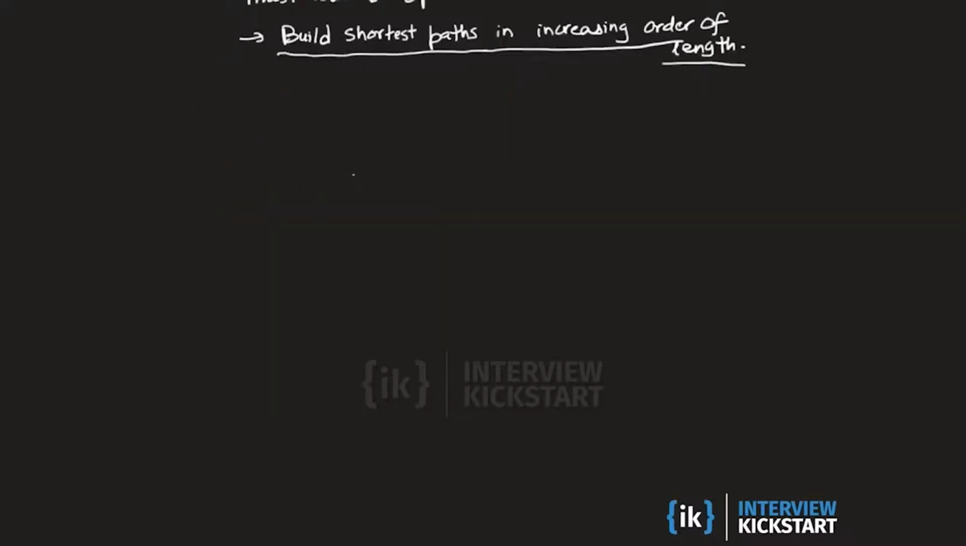So we want to do something like this. We'll start from S, then we will build the shortest path from S to its closest neighbor, whatever that is. And when I say closest neighbor, I mean closest neighbor in terms of the costs on the edges up to that neighbor.